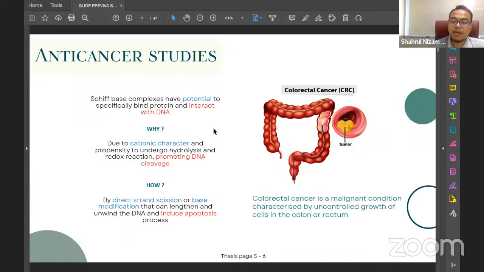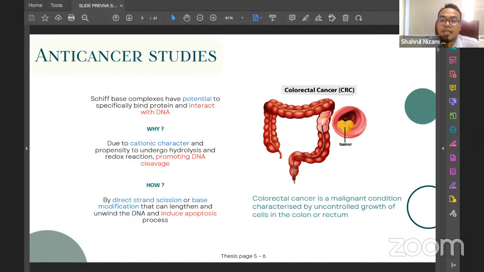So we need to understand further how the cancer is being killed or kinked or disturbed. Yeah, because when we can stop them from replicating, we believe that the growth of the cancer cells can be inhibited. So we can do this by direct strand excision or base modification. So that can lengthen, we elongate the structure of the DNA or unwind the structure of the DNA, where eventually we can induce apoptosis. Yeah, apoptosis, where there is a complete death of the cell.